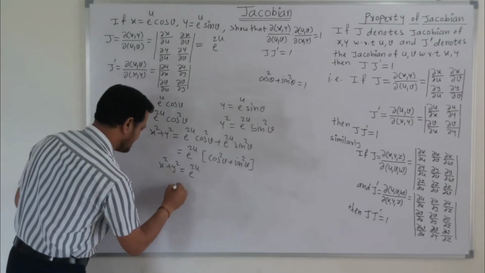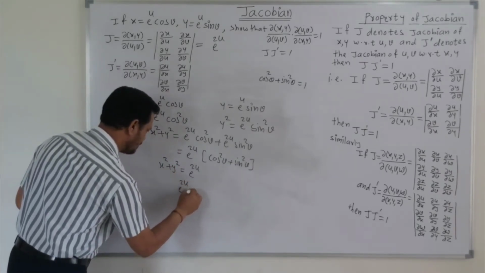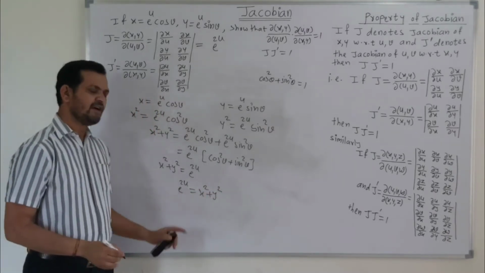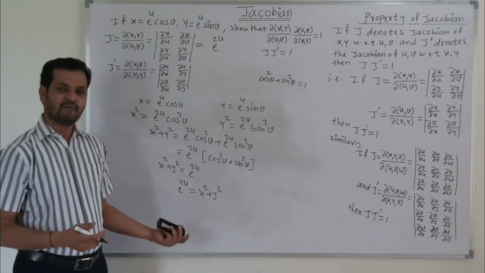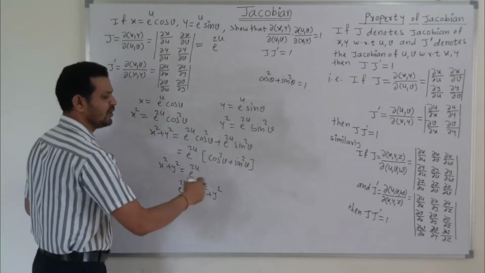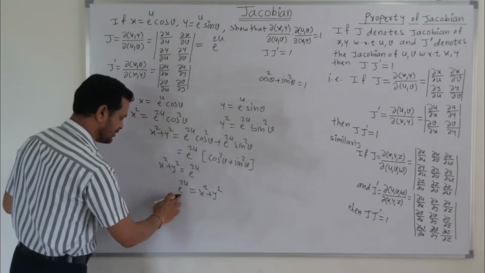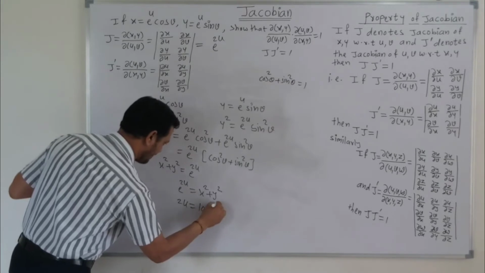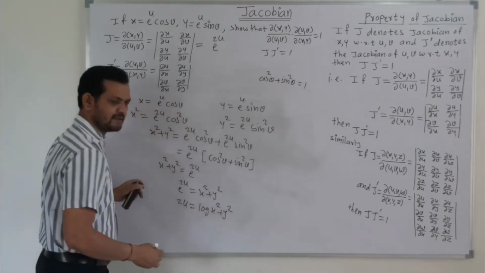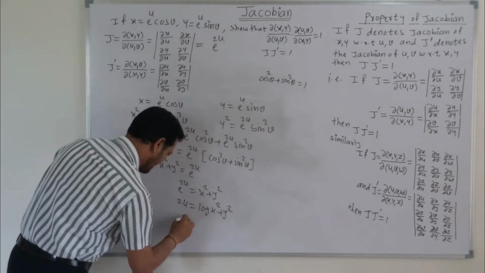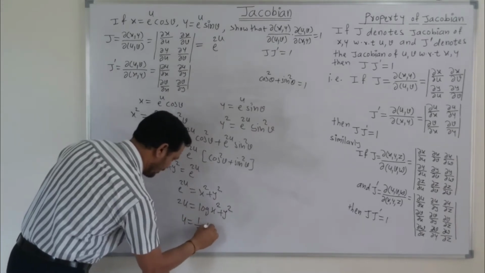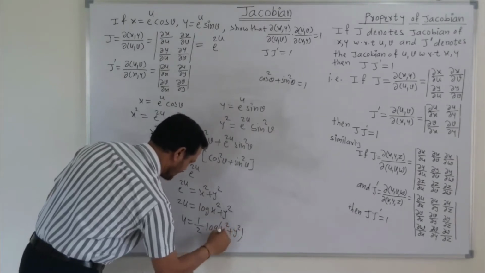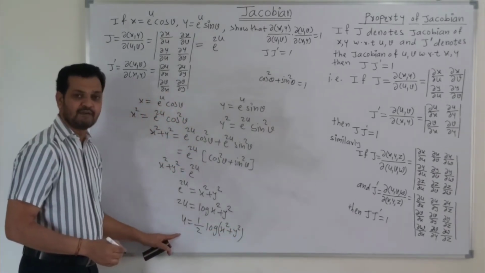For our simplicity purpose, we can write this as e raised to 2u is equal to x square plus y square. But here we get the value of u in terms of exponential. To get the actual value of u, take the log of both sides, so that log and this exponential get cancelled, and we get 2u is equal to log of x square plus y square. So this is simple, or we may write this as u is equal to 1 upon 2 log of x square plus y square. So this is the simple way to get the value of u.